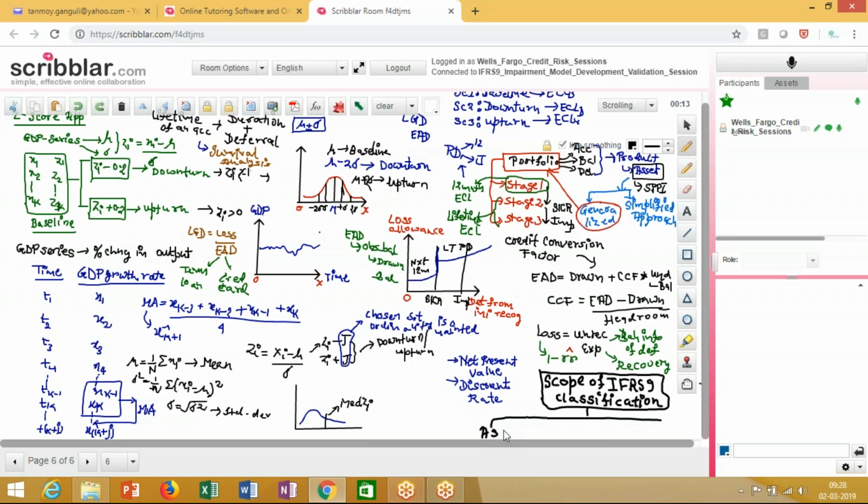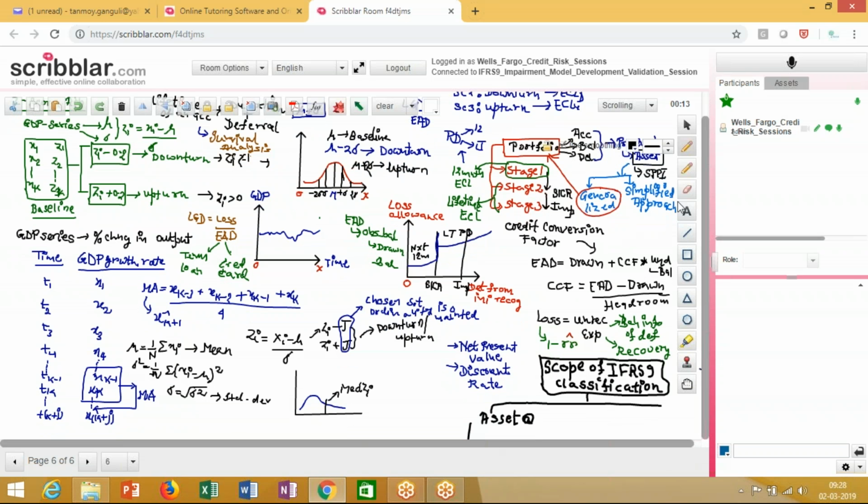So it is assets at amortized cost. And these assets are computed at their fair values. So it is assets at amortized cost, right?